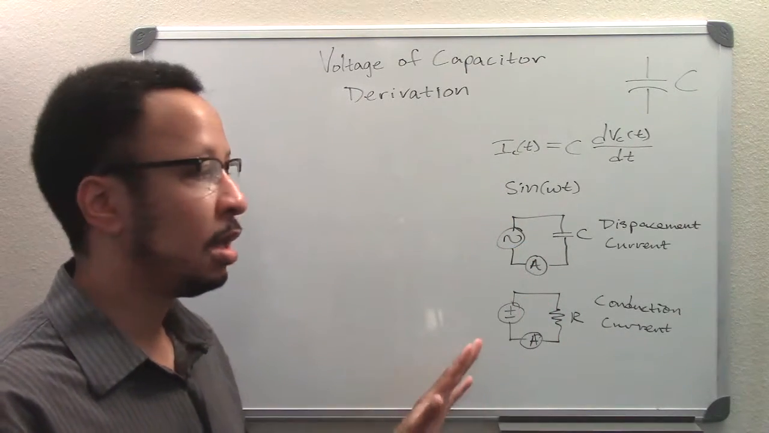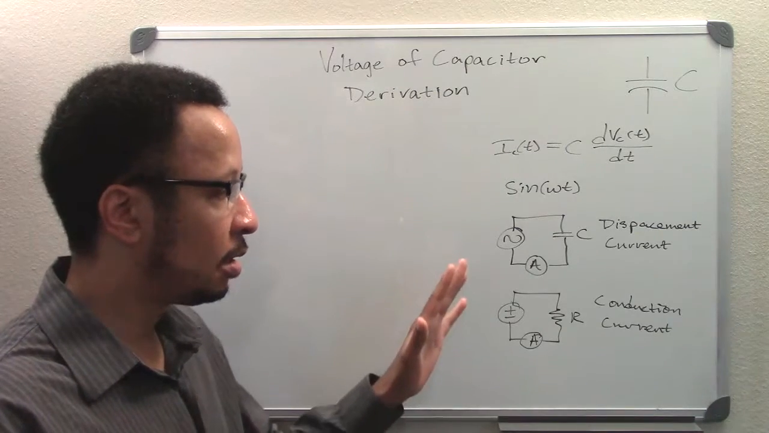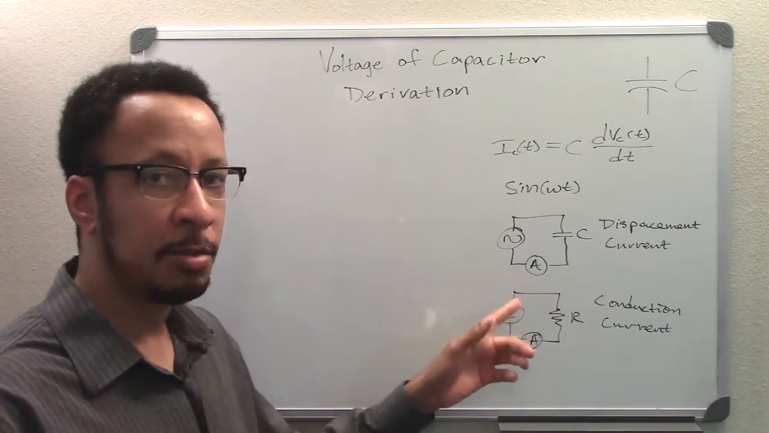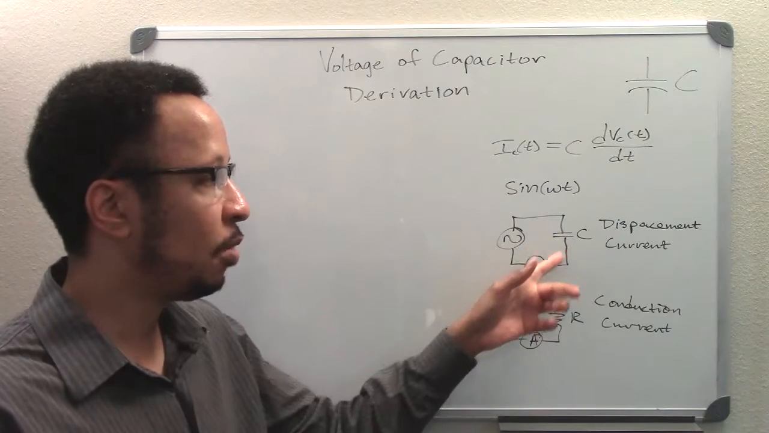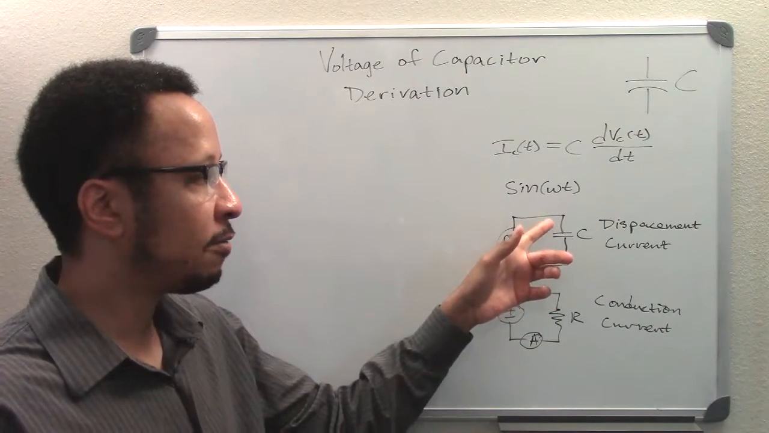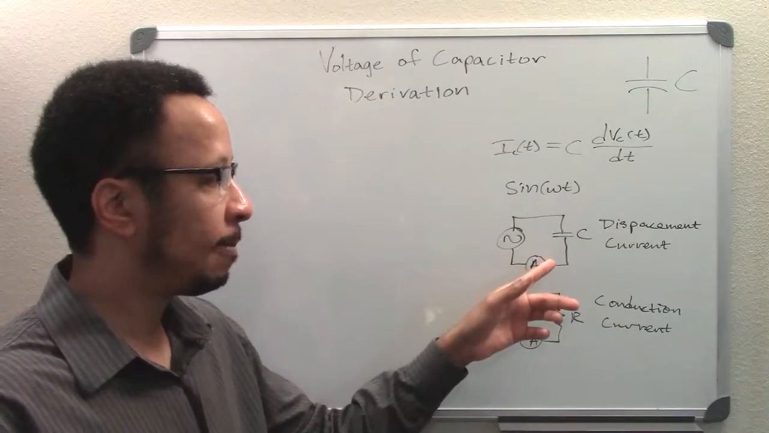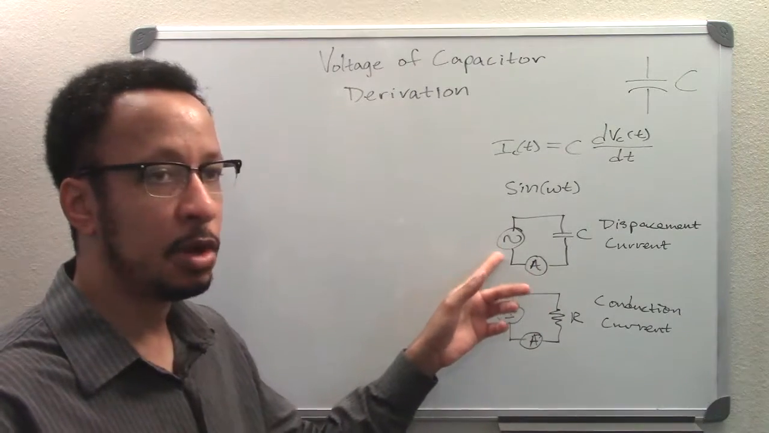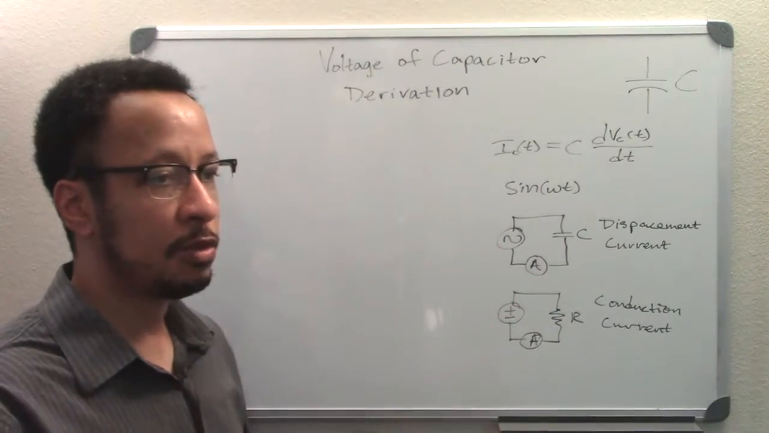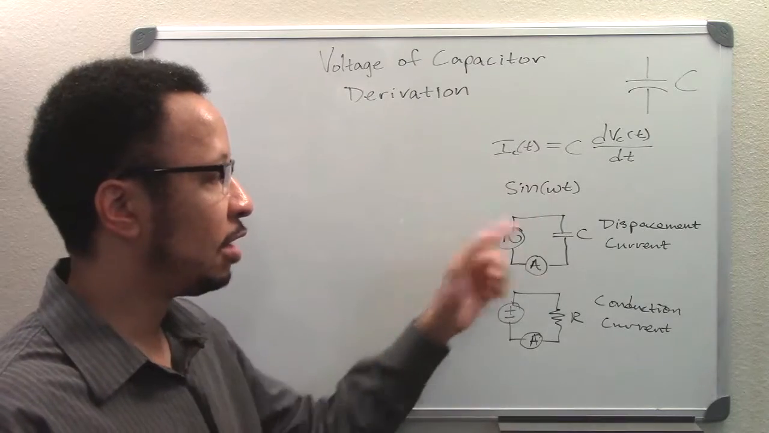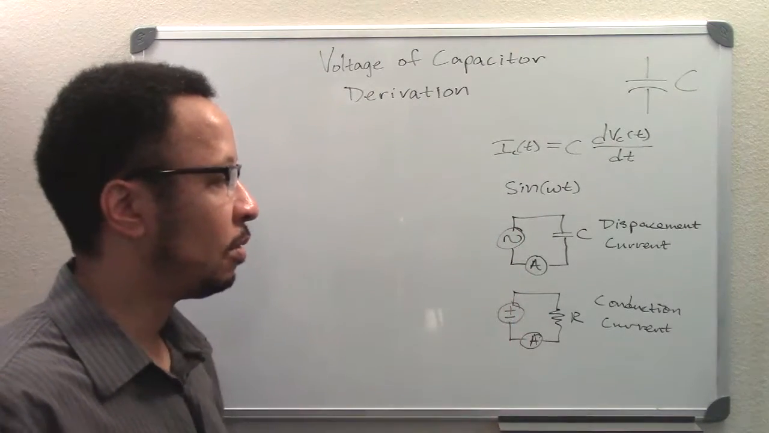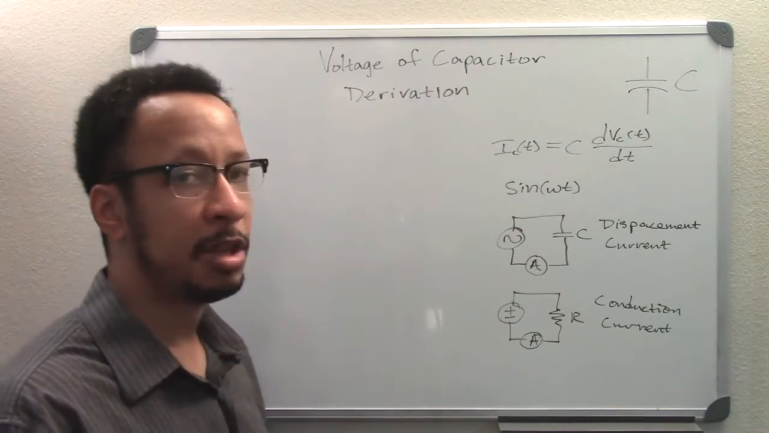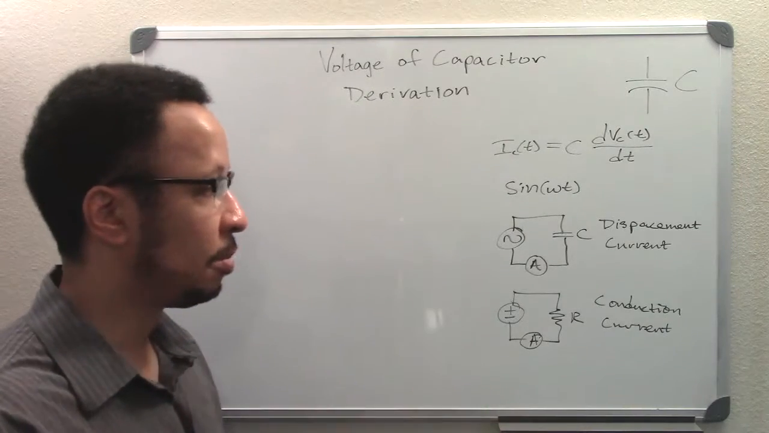It only migrates. What the ammeter picks up is the momentary migration from one plate to another, and then back from that plate to another whenever this sinusoidal sine wave switches polarity. And so you have a migration going back and forth, and so you have what you call a displacement current because those charges are being displaced.